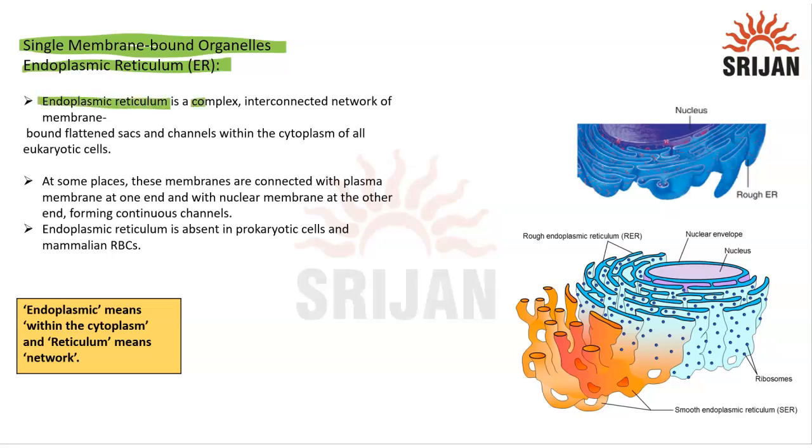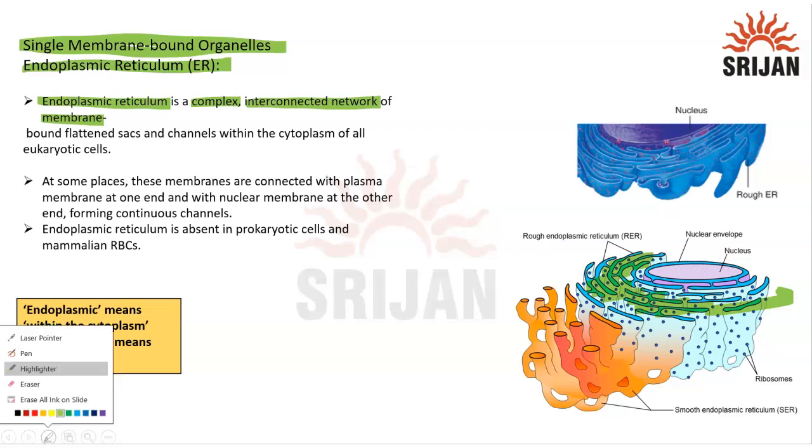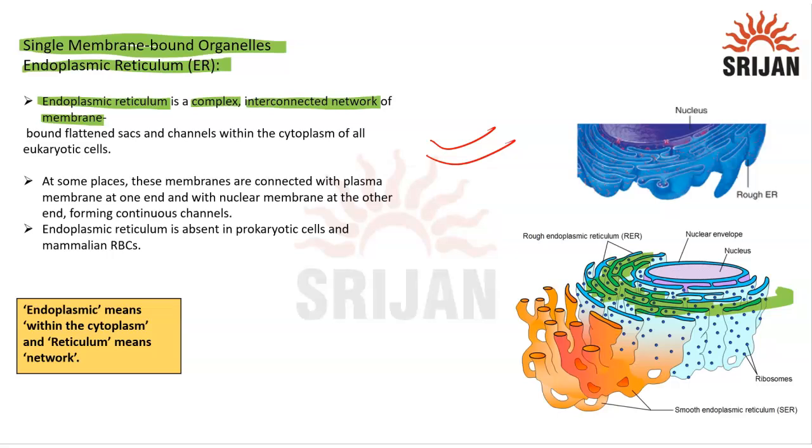Endoplasmic reticulum is a very complex and interconnected network of membrane. As you can see, this is very complex and very interconnected. Interconnected means they are connected to each other like this. They are bound flattened sacs, as you can see over here, and they also have channels within the cytoplasm of all eukaryotic cells.